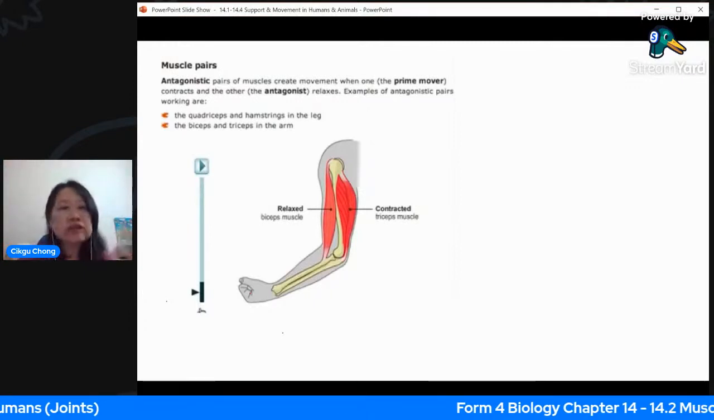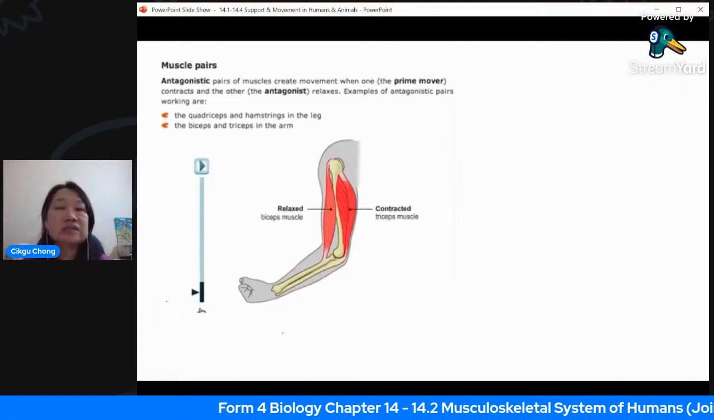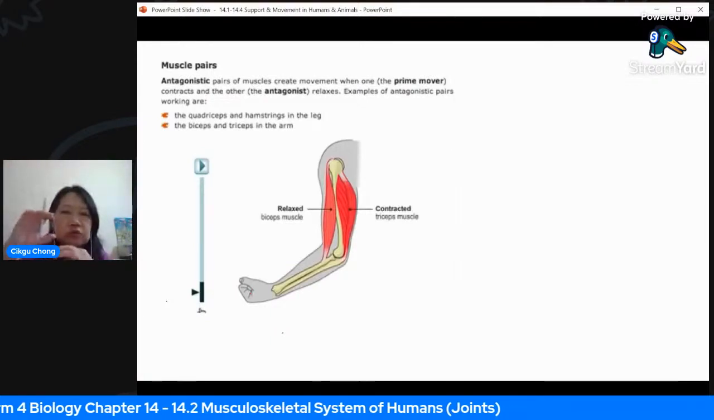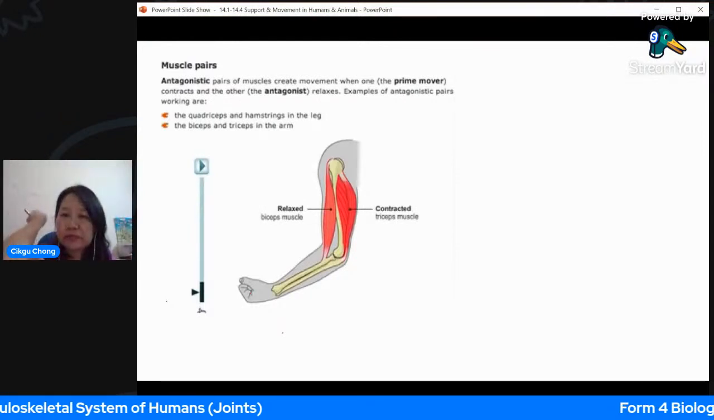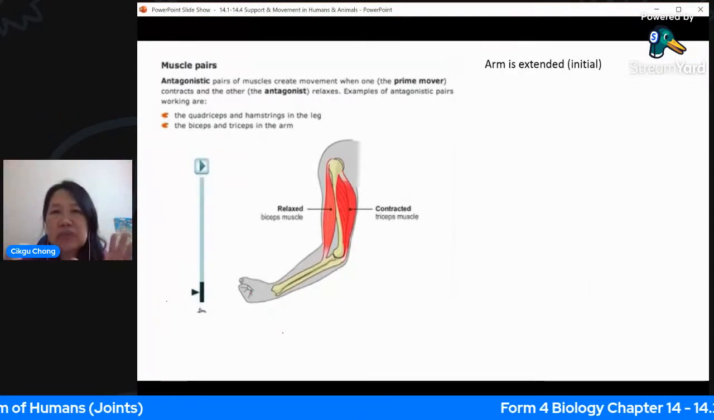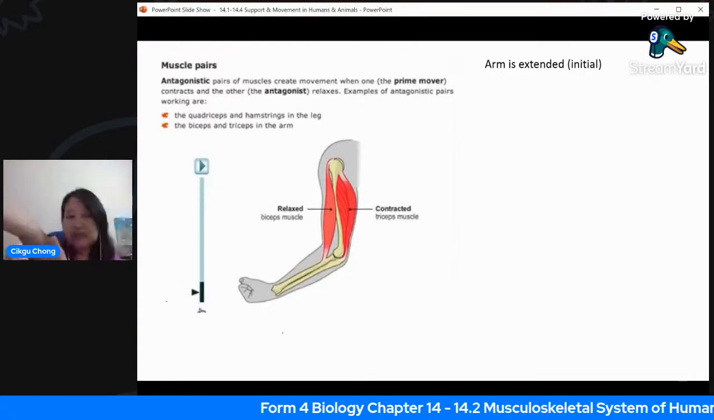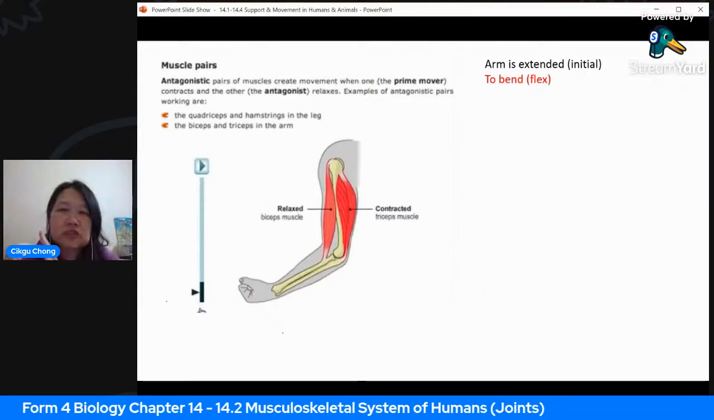Now, how to explain it in a question? Let's say you want to answer this question. You always go step by step. When you're talking about flexing, the arm is extended initially. Now you want to flex your arm. To flex means to bend.